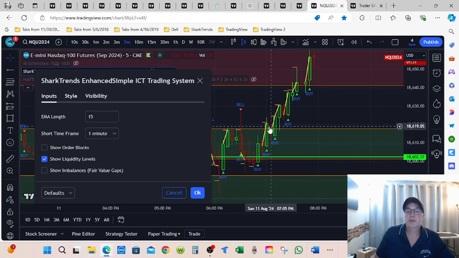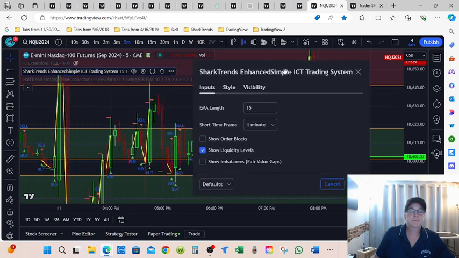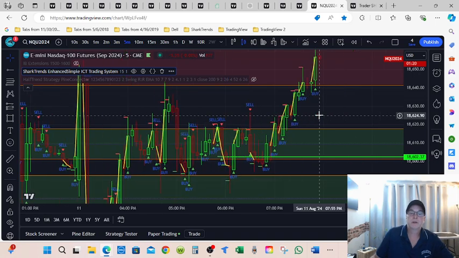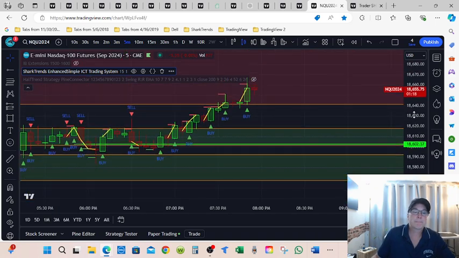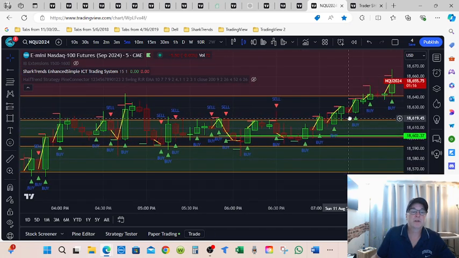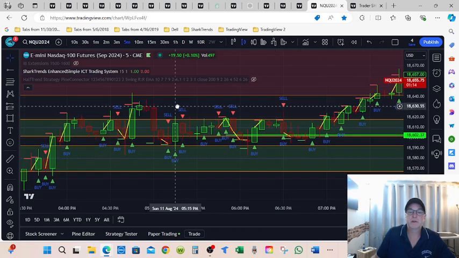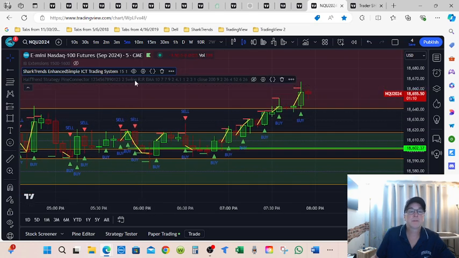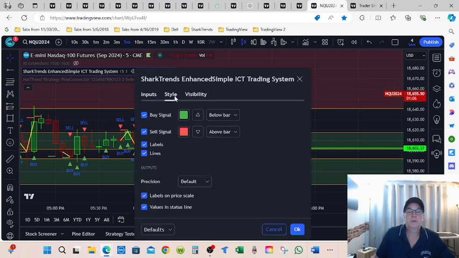This is basically trend direction. The better the trend direction, you can really see a trend direction if you go to a higher time frame chart, but you kind of get the picture. What other settings can I show you? That's pretty much it. I changed the labels.